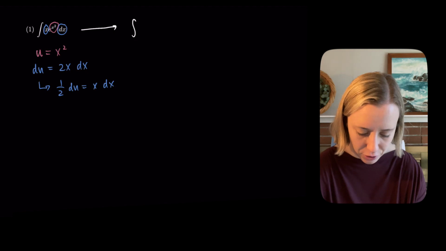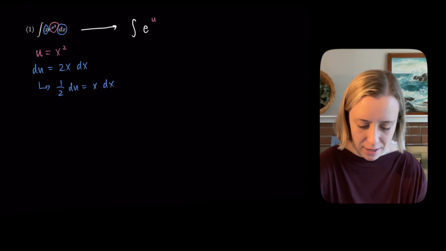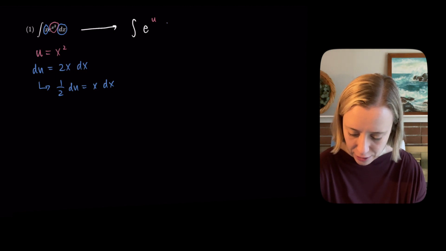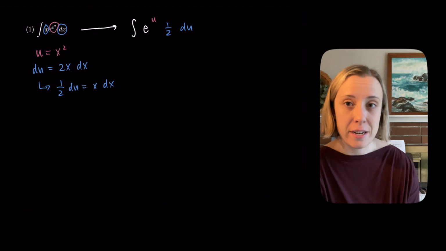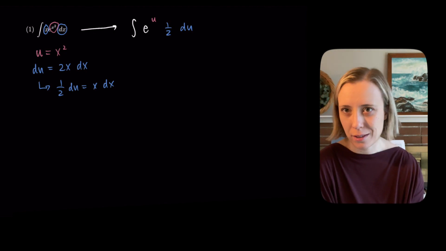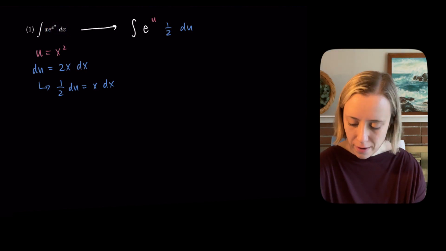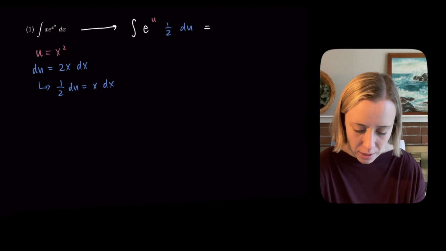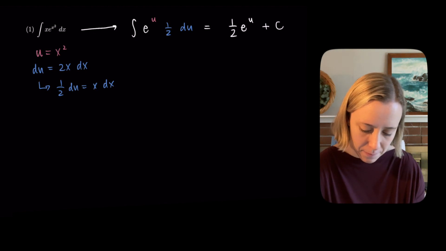Now I have the integral of e to the u, that's e to the x squared, e to the u, and then the x dx gets replaced with 1/2 du. I'm feeling good now. So we got rid of all of the x's and we just have e to the u with a constant, but we can integrate e to the u. We feel good about that, hopefully. All right, so when we do this, I'm going to get 1/2 e to the u plus c.